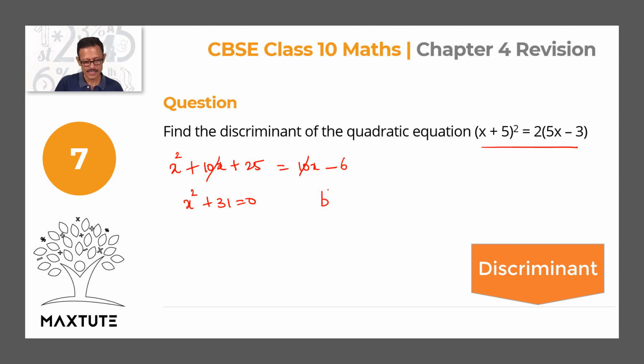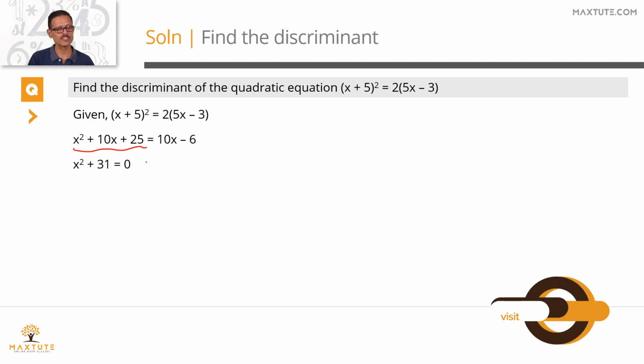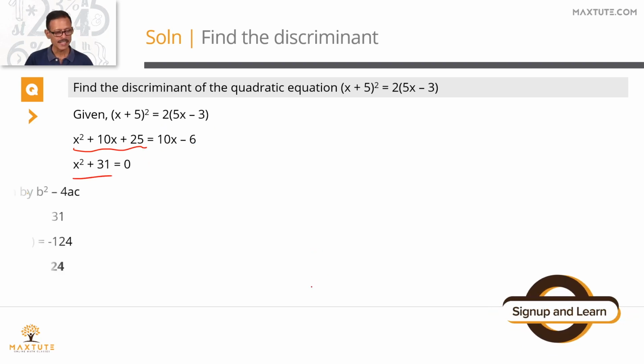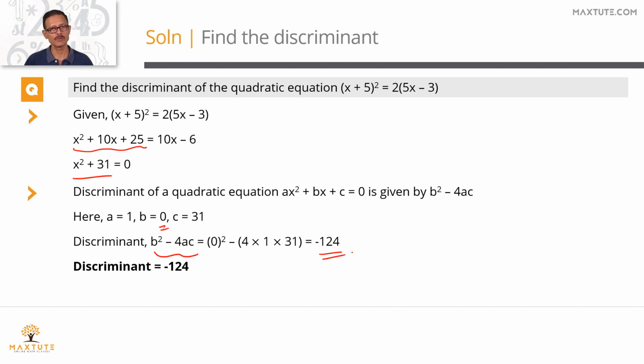What is the discriminant? Discriminant is b square minus 4ac. Is there an x term at all here? No. So that's going to be 0 square minus 4 into 1 into 31. So the discriminant of this quadratic equation is a negative number, which is minus 124. Quickly recapping it in a printed form: this expands as x square plus 10x plus 25. The right hand side is 10x minus 6, which consolidates as x square plus 31. a is equal to 1, b is equal to 0, c is equal to 31. So b square minus 4ac, the discriminant, is minus 124.